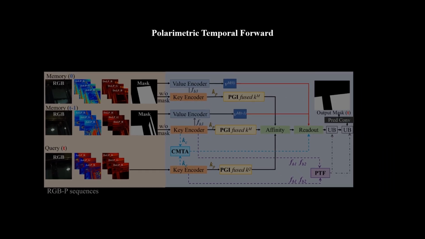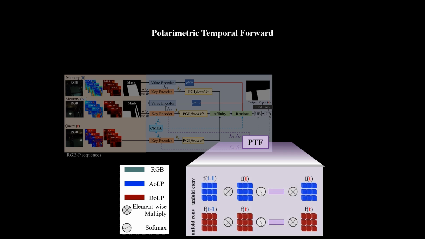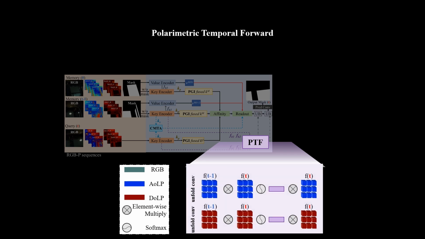The polarimetric temporal forward, PTF, module engages feature B1 and feature B2, sourced from the query and the preceding memory frame, as inputs. PTF first carries out an unfolding operation on these inputs, then performs two-stage element-wise multiplication to fuse different polarization features.